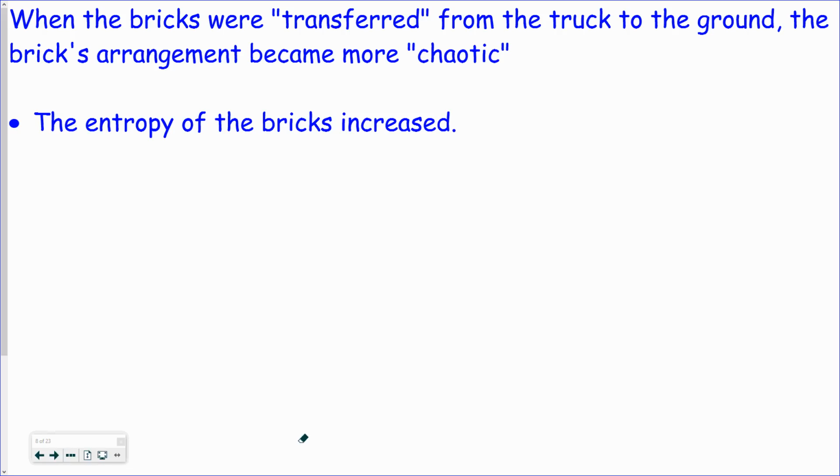So, like I said, when the bricks were transferred from the truck to the ground, just like energy is transferred from one place to another, the bricks' arrangements become more chaotic. Entropy of the bricks increased, just like the entropy of energy increases, and the energy will go everywhere, even the places we don't want it to go.